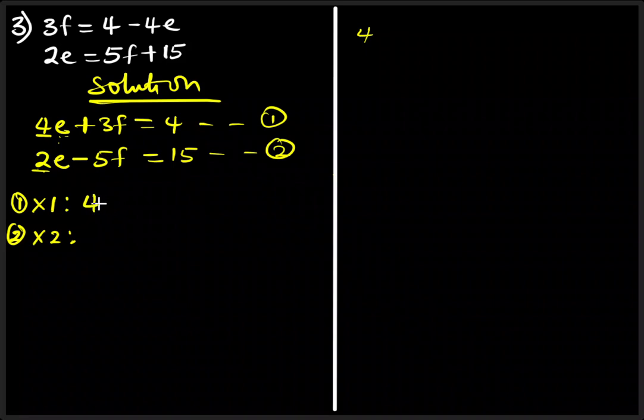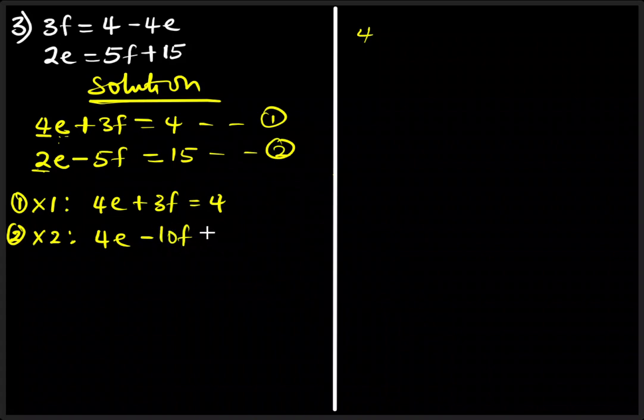So that's 4e plus 3f equal to 4. And then equation 2 times 2, that will be 4e minus 10f equal to 2 times 15, which is 30. All right, so this is equation 3 and this is equation 4.